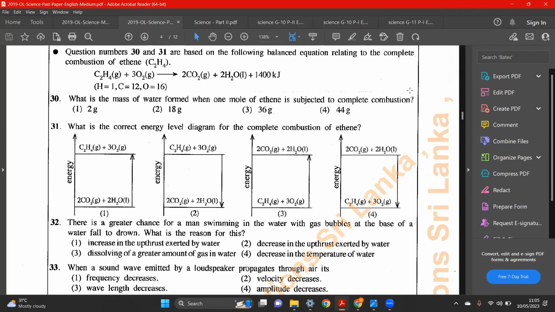Then we move into the 30th question. They've given you an equation and they've told you it's a complete combustion equation. How do you identify if it's a complete or incomplete combustion? Does anyone know?